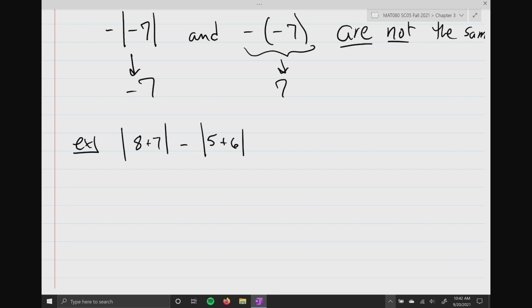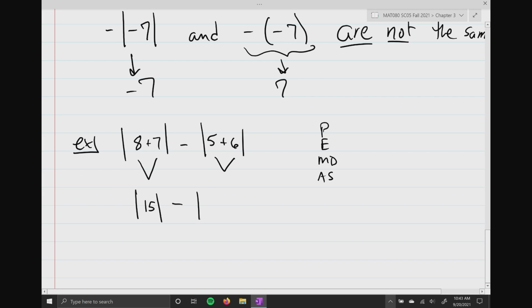So if I want to simplify this, I have the absolute value of 8 plus 7 minus the absolute value of 5 plus 6. We treat the absolute value as grouping symbols. So I'm going to group them together. 8 plus 7 is 15. Notice I still have the absolute value symbols around them.